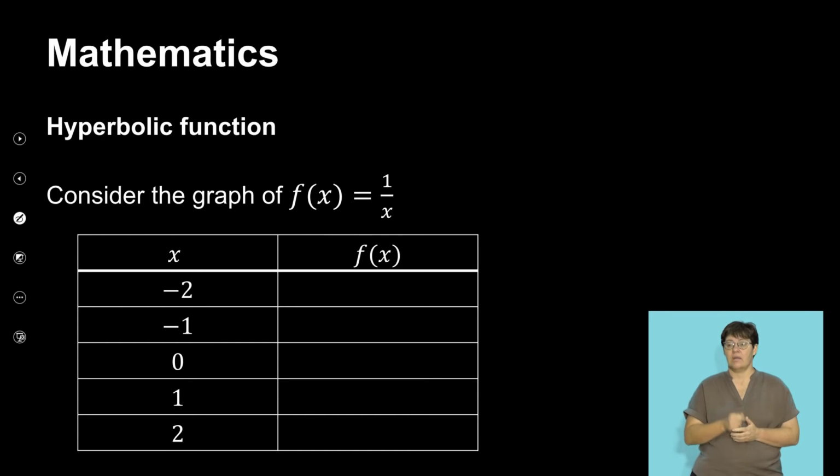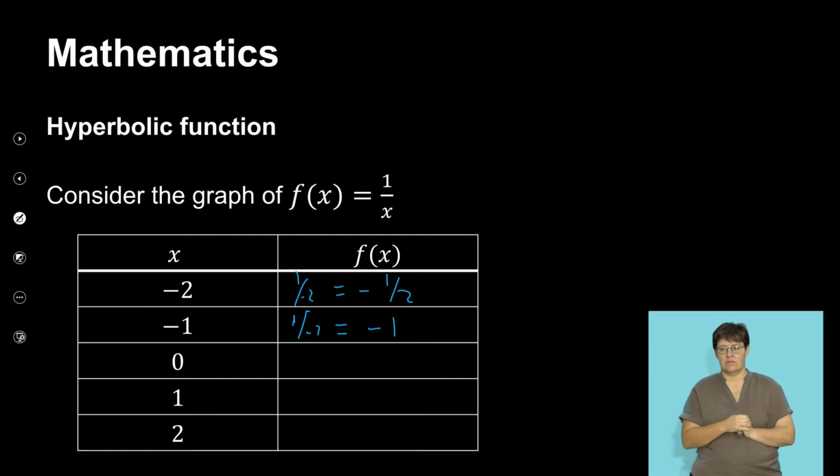Now consider the graph of f of x equals 1 over x. So the a value is 1, the q value is 0. If I want to plot this, I must first calculate what the y value will be. So this will be 1 over minus 2, which is the same as negative half. And then the second one will be 1 over minus 1, which is the same as negative 1.